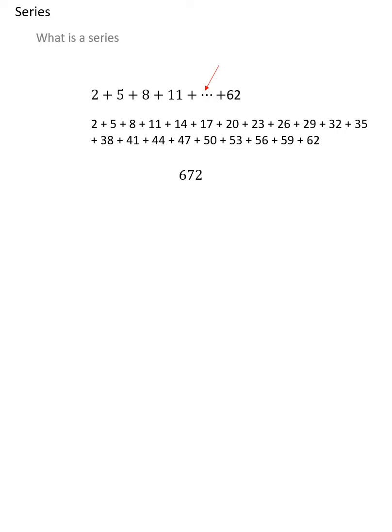Now I worked this out and I got 672. And here's some more terminology. We would call this thing a finite series, meaning it's not infinite. It's finite because it only has, I believe, 21 terms in it. It doesn't go on forever. We call this the series, and we call this the value of the series.